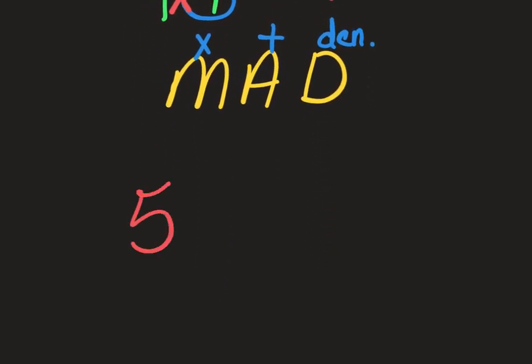Let's do 5 and 2/6. I notice I have a mixed number. I want to convert my mixed number into an improper fraction, and I always remember that that makes me mad. It makes me mad because I have to multiply, I have to add, and then write it over my denominator.